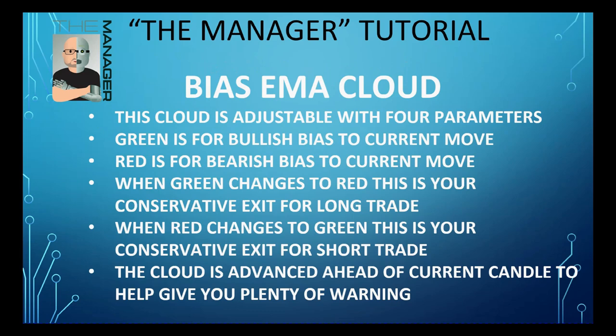So, the bias EMA cloud. This cloud is adjustable with 4 different parameters, and we went through that earlier on in this tutorial. Green on the bias EMA cloud is for bullish bias to the current move, and red is for bearish bias to the current move. But when the green changes to red, this is your conservative exit for a long trade. When the red changes to green, this is your conservative exit for a short trade.